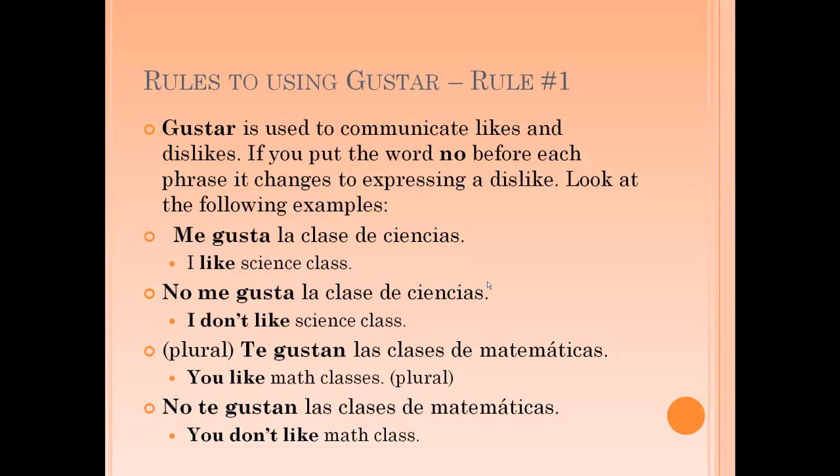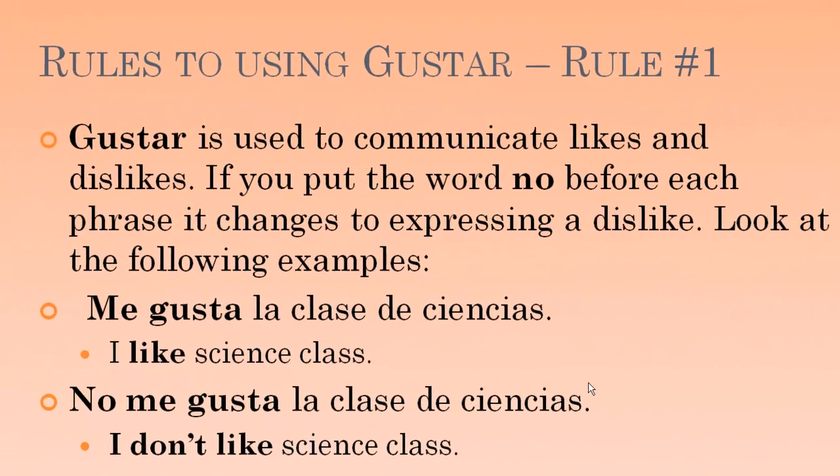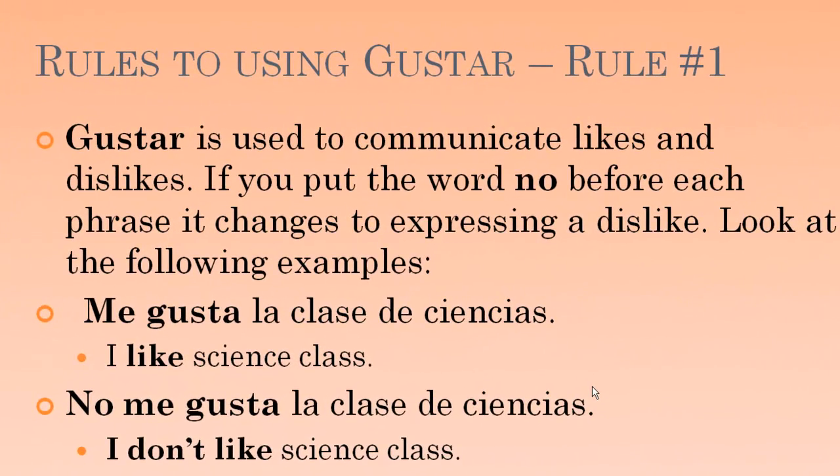So now let's look at the rules. Gustar is used to communicate likes and dislikes. If you put the word no before each phrase, it changes the expression to expressing a dislike. So if you don't like something, all you do is put the word no at the beginning. Me gusta la clase de ciencias, I like science class. But if you put a no at the beginning, no me gusta la clase de ciencias, I don't like science class. Very simple. All you're doing is adding the word no at the beginning.